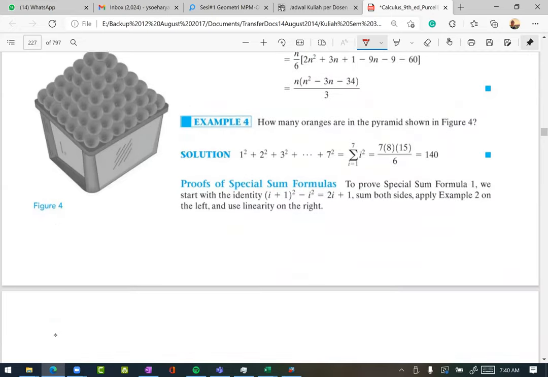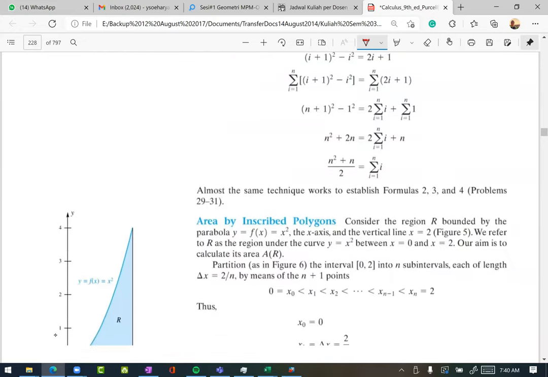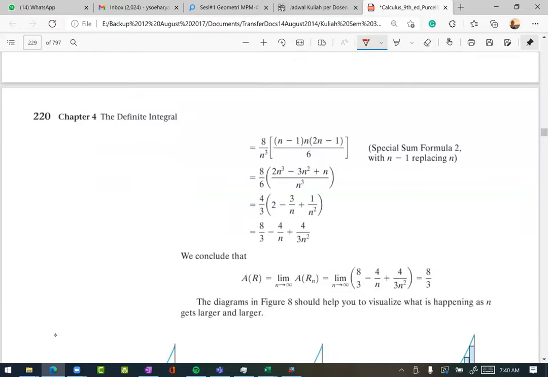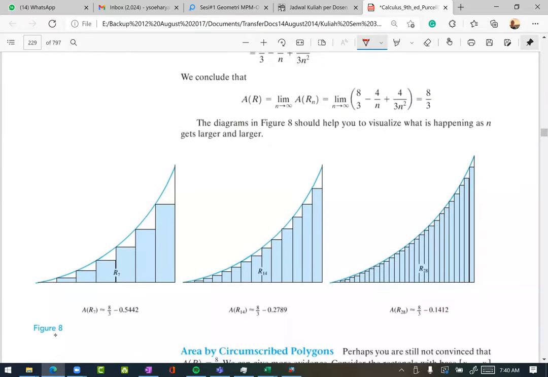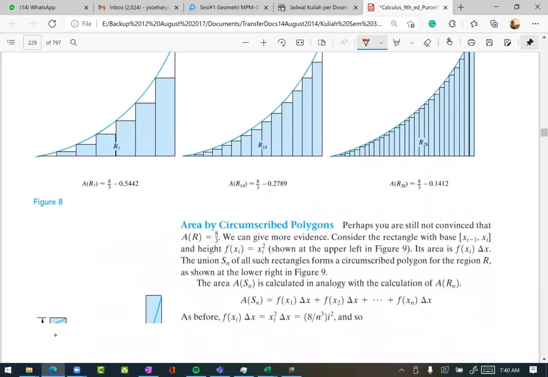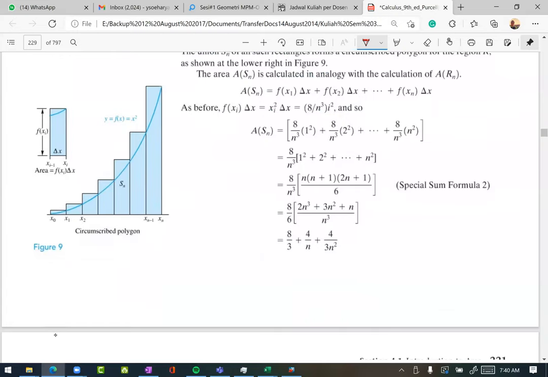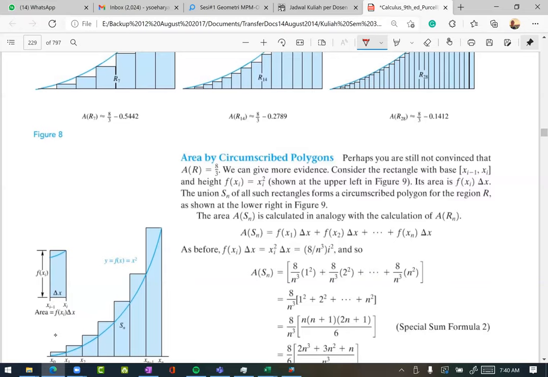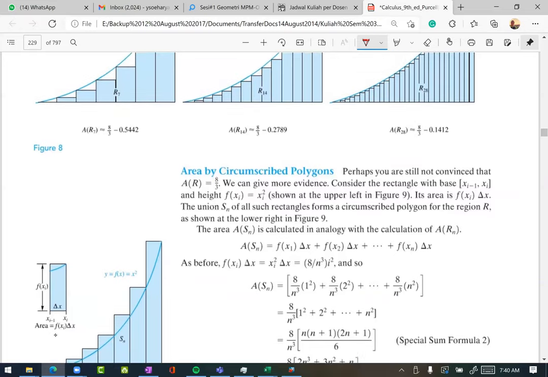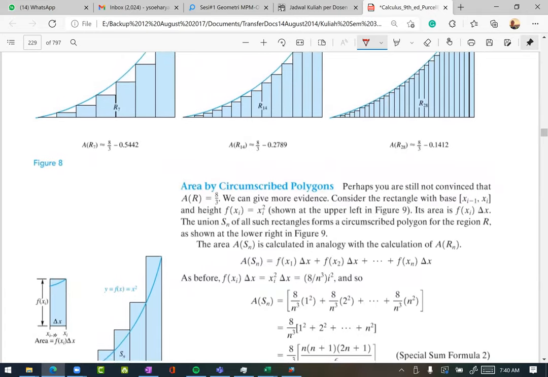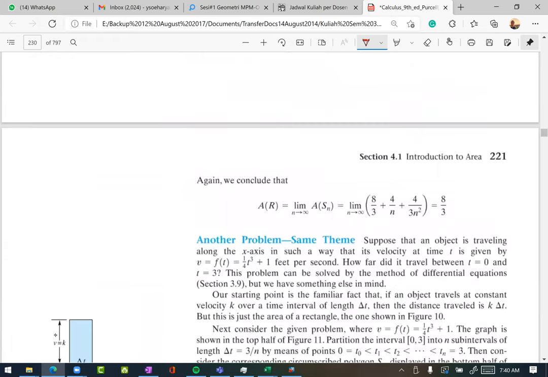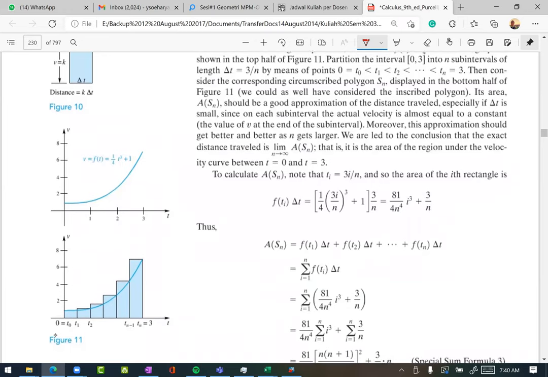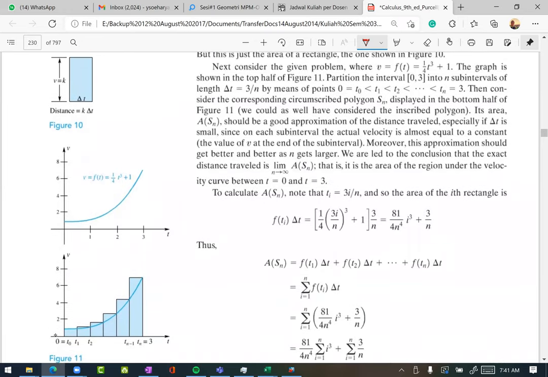Okay, questions? Let's pick up some. Let's get back to the approximations again, but now we can use the sigma notation. Okay, so what is this? Let's redo this problem. Okay, so let's do this one.